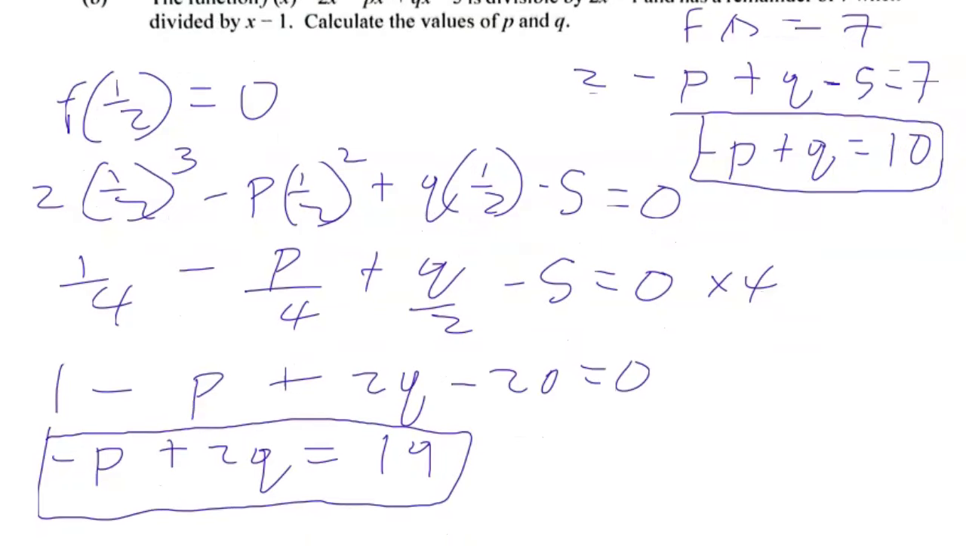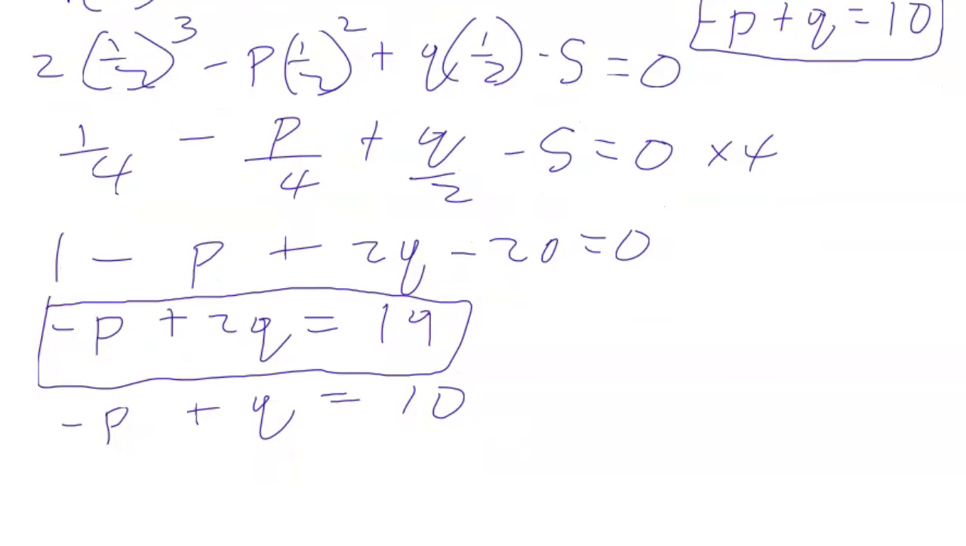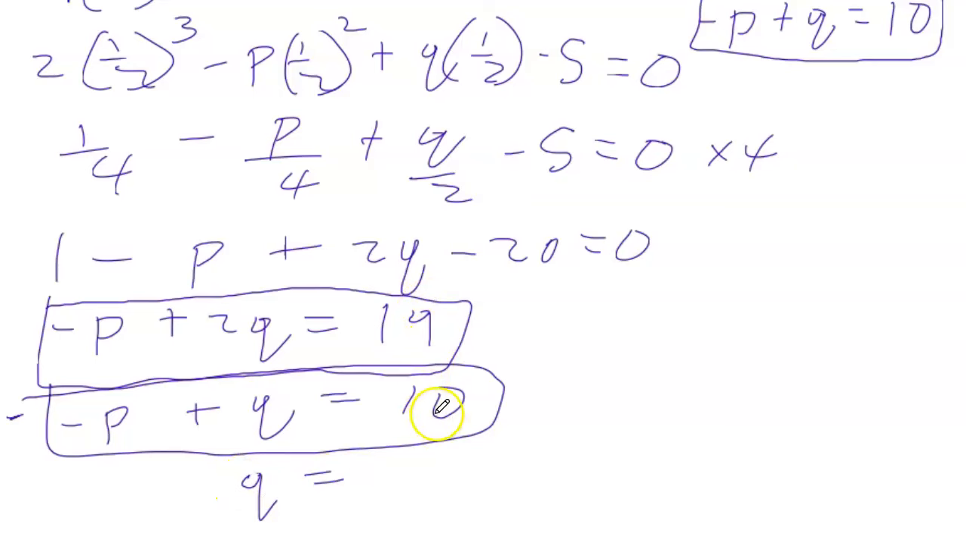So we have a pair of simultaneous equations here. We have negative p plus q equal to 10 and negative p plus 2q equal to 19. We can solve simultaneously. So now put in negative p plus q equal 10 below here. And we can subtract. Right, so minus p minus negative p, that's negative p plus p, which is 0. 2q minus q, that's q. 19 minus 10, that's 9.